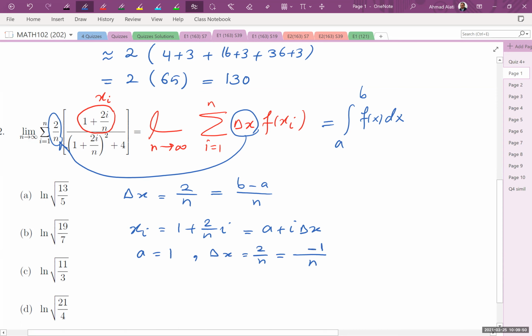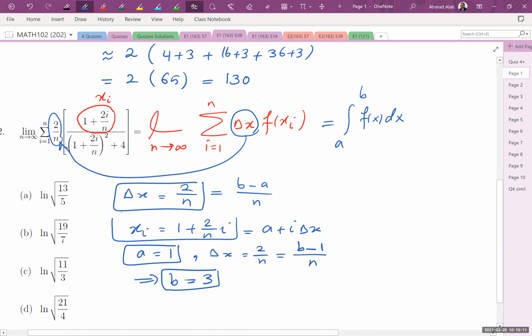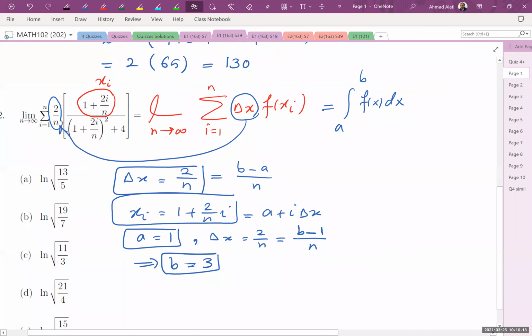a is 1, minus what? This is b. b minus what equals 2? 3. So this suggests that b is 3. Okay? So now we have b, we have a, we have delta x. Now what is remaining, guys, is x_i. What is remaining is f of x_i.